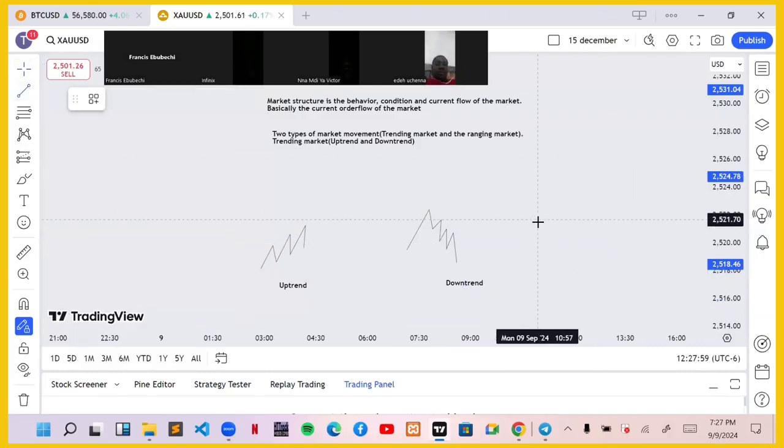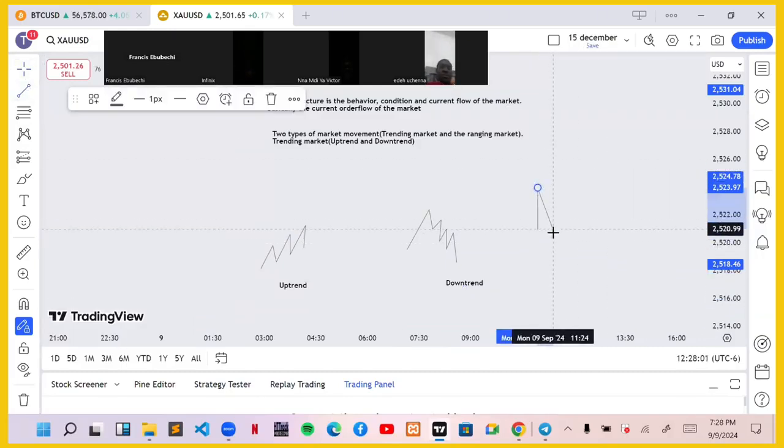And for a ranging market, this is what a ranging market is. A ranging market is basically price consolidating from one point to another, not really making any trends. It's not traveling on an uptrend, and it's not going on a downtrend. Basically, it's just moving from point A to point B, from point B back to point A. That's what a ranging market is.